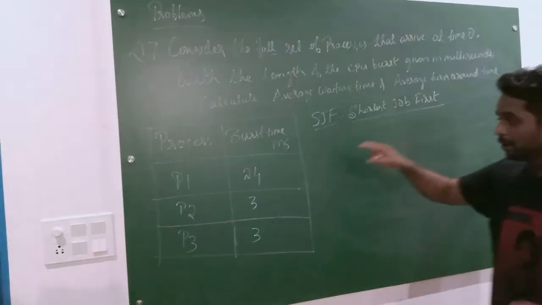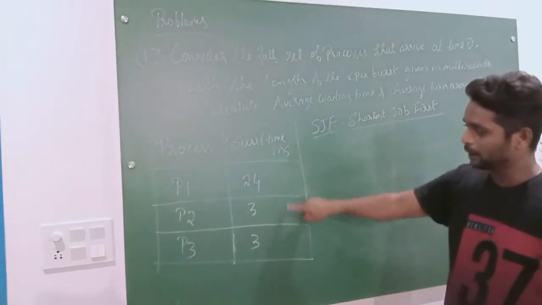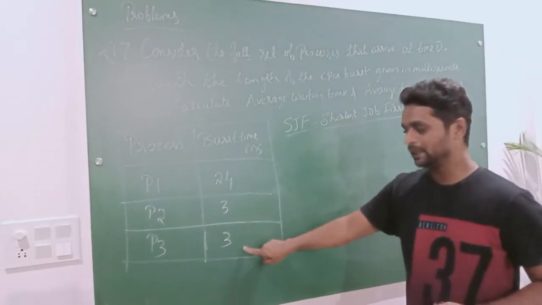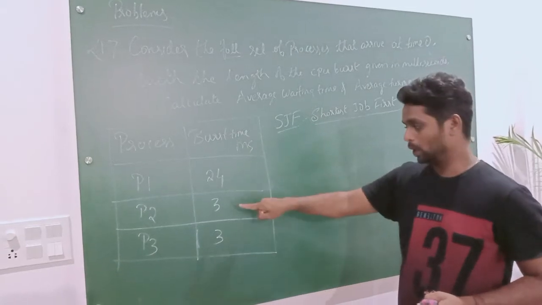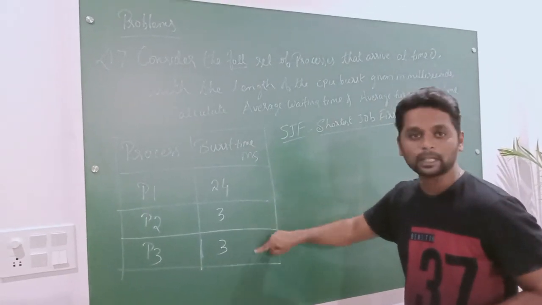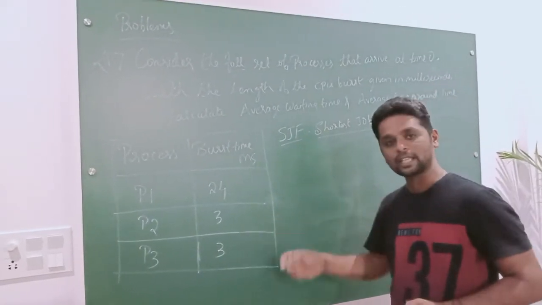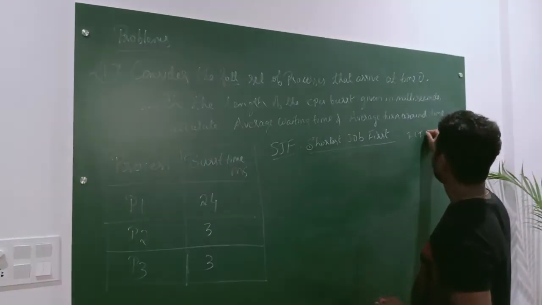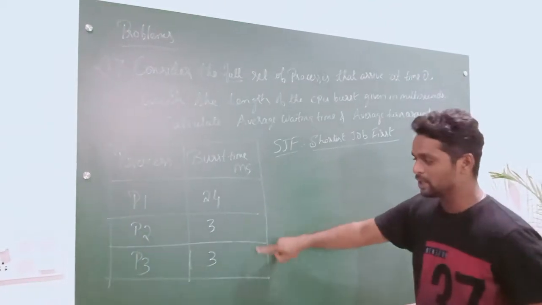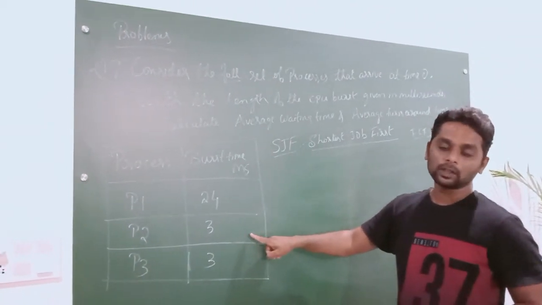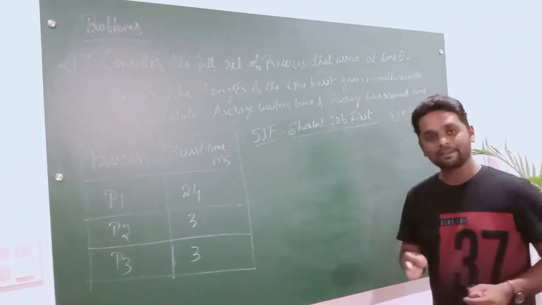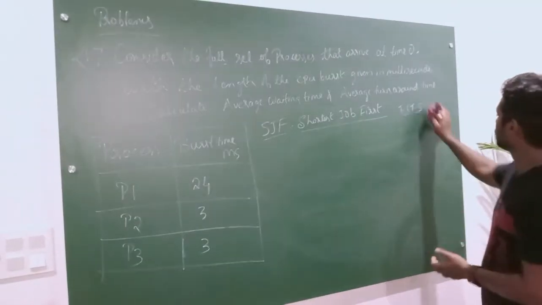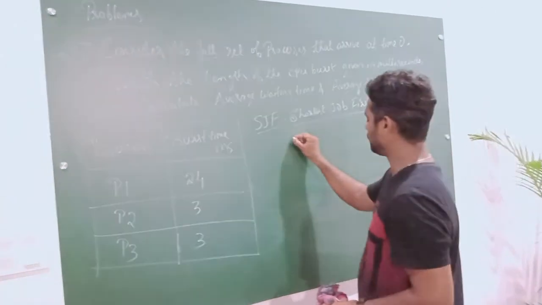for SJF. Okay, you can just see here, which process has the shortest time? P2 has 3, P3 has 3, P1 has 24, which is more. See, both processes have the same time. So whenever two processes have the same time, at that time it follows your FCFS. In these two processes, which came first? P2 came first. So whenever two or more processes have the same burst time, it follows FCFS. So straight away we'll go with the problem, how to solve.